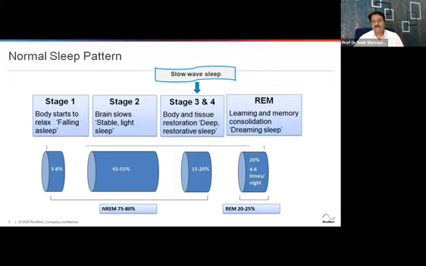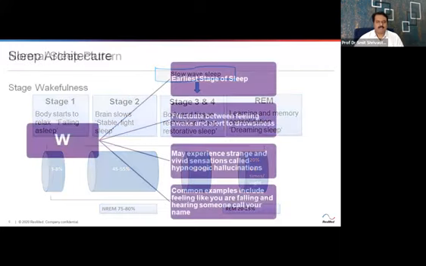And this is followed by REM sleep, where it actually consolidates the memory and the learning, whatever has happened in the day. And here lies the importance: if we are not getting adequate REM sleep, our memory is going to be hampered, our learning is going to be hampered. And why this happens, we will be at a loss.